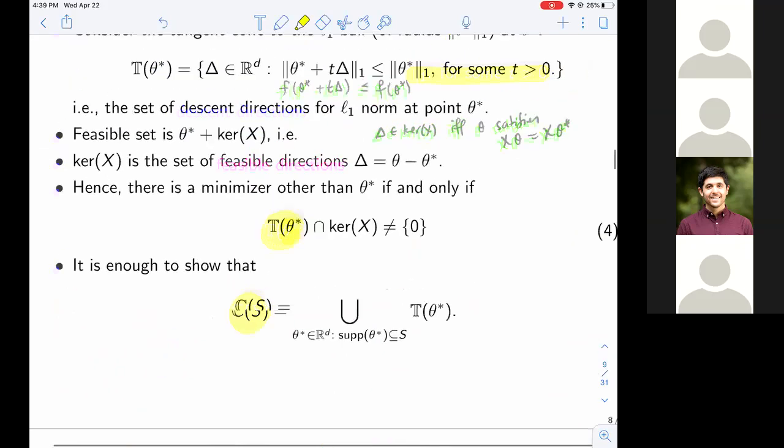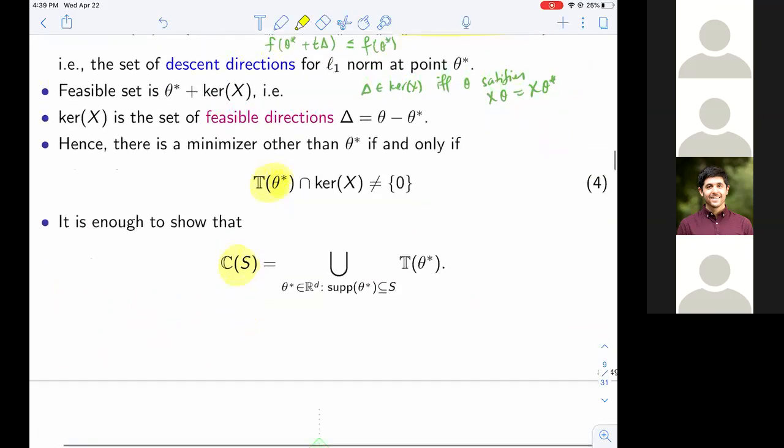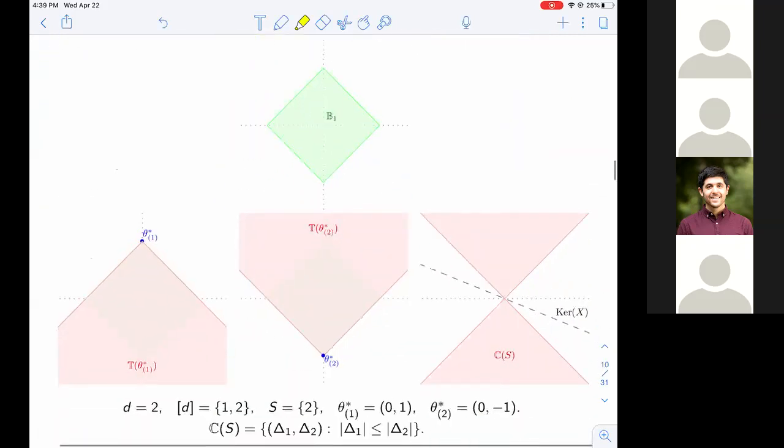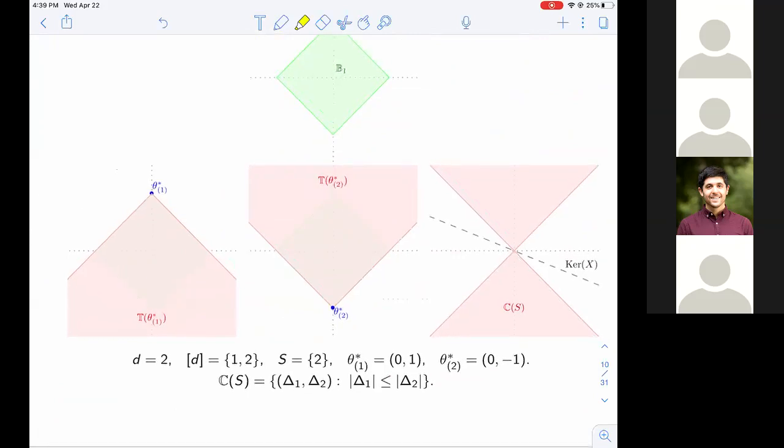So the proof is complete if we can show that this C_S is, in fact, that cone that we had in the statement of the result. So what we have here is, this is the L1 ball, right? And let's say I have S equal to 2 here, okay? So we have two possible theta stars on the L1 ball.